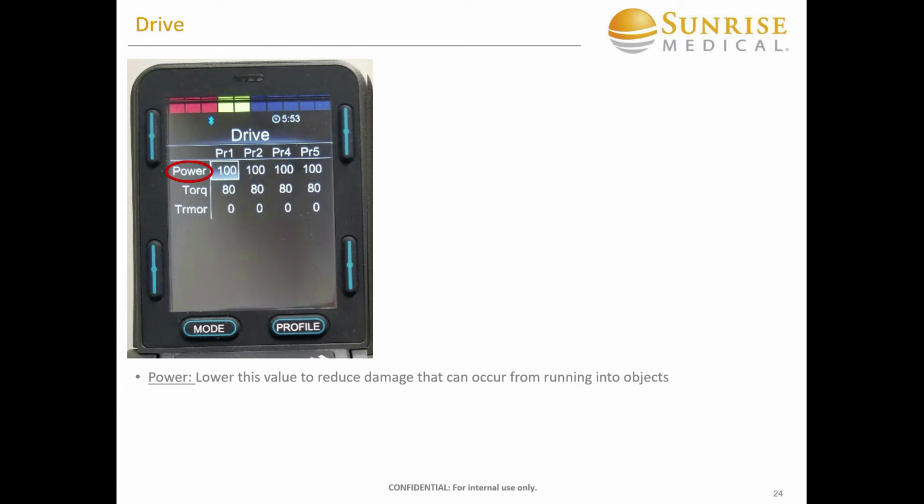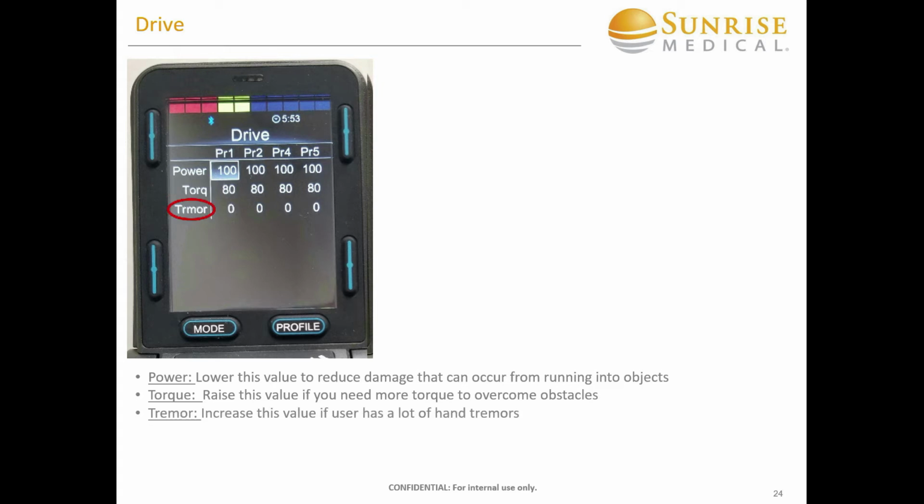Now the torque is similar in the fact that the torque allows you to also adjust how much torque the chair has to overcome obstacles, because some of these can be worked in conjunction. However, the torque is really for that low end kind of crawl over an obstacle in that situation.